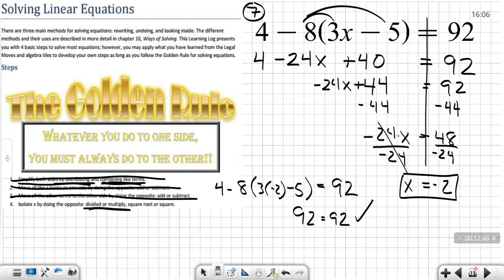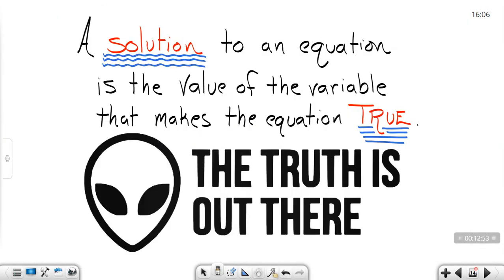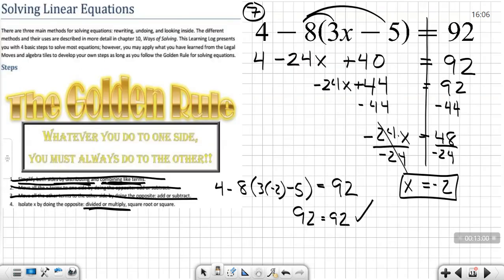Because once again, if negative 2 is the solution, and this is the main thing to bring home today, along with the steps on how to solve it, a solution to an equation is the value of the variable that makes the equation true. Negative 2 is the value of x that makes this equation true. With that, you should be able to check every single answer to any equation ever before turning in any test, before turning in any work, whatever it is. You should know if you got the equation right because you can always test it. It is the value of the variable that makes the equation true.